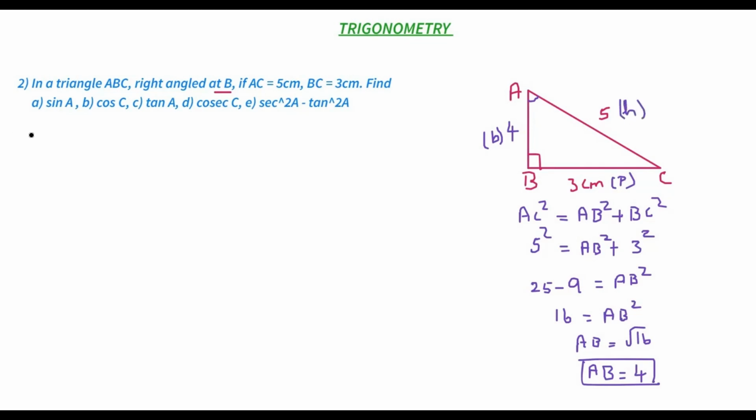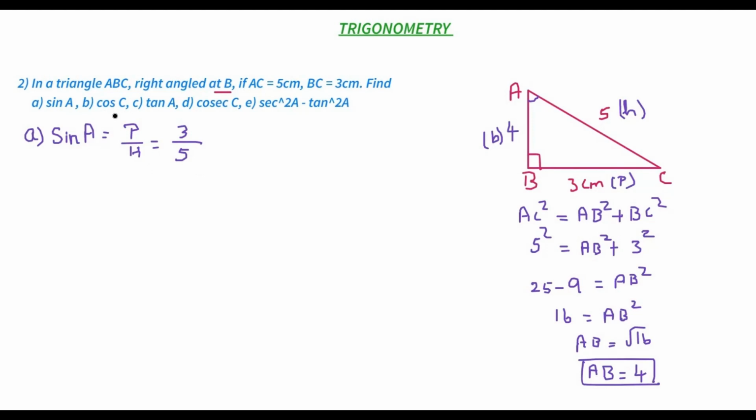So the first question, A question, is sine A. We have to find sine A. What is sine A? We have already learnt. So sine A is perpendicular by hypotenuse. So what is the perpendicular here? It is 3. So 3 by our hypotenuse is 5. So sine A, the answer is 3 by 5.